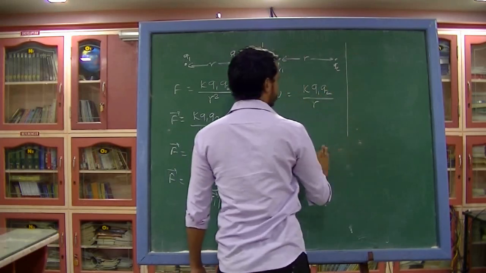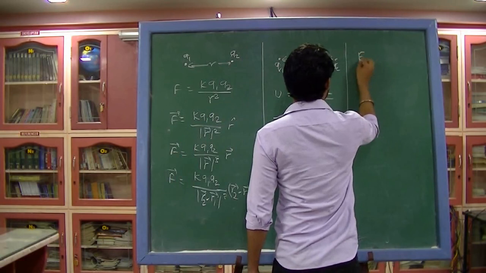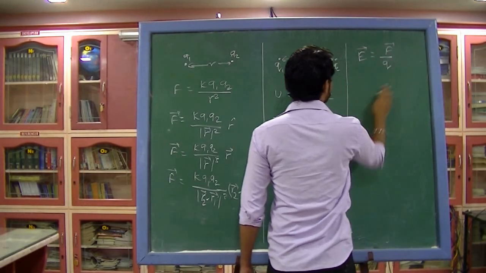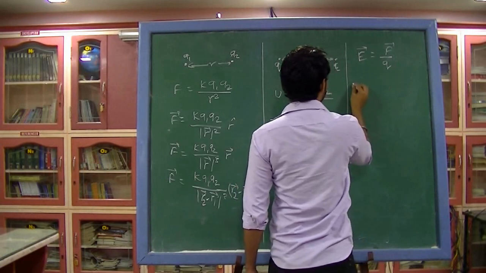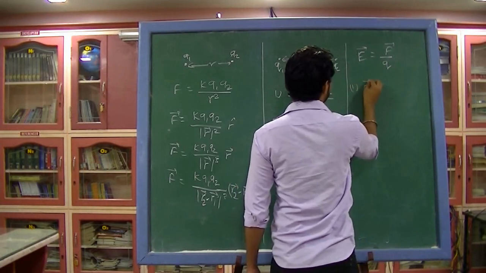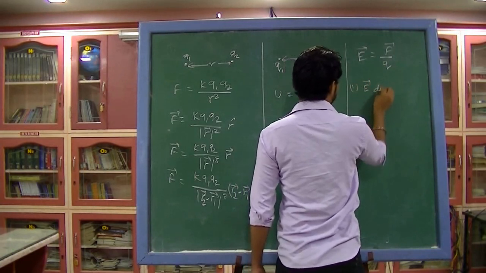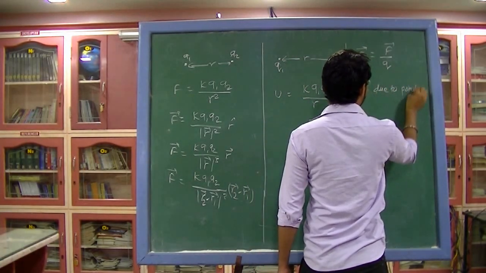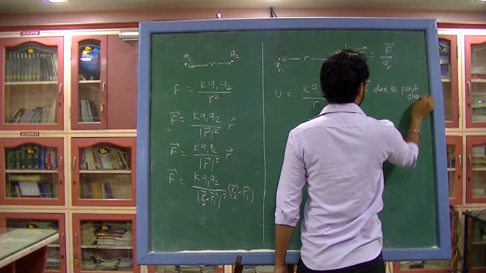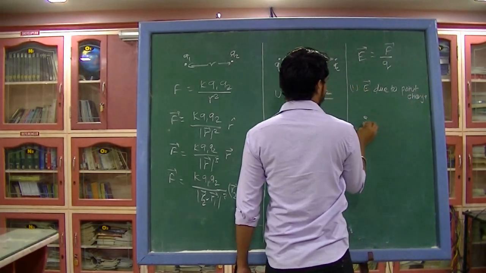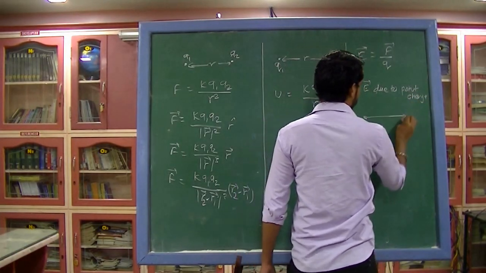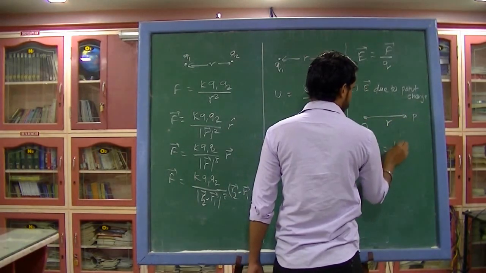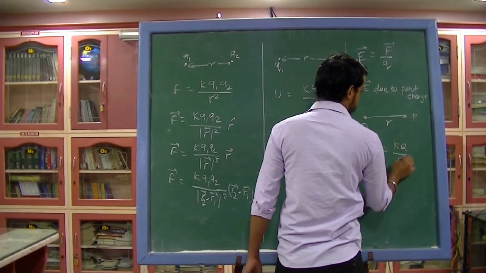Then finally we have seen electric field. Electric field we defined as force per unit charge, and we have found out the electric field intensity due to a point charge. So, due to a point charge, suppose you have a point charge q at a distance r at point P, the electric field intensity can be written as kq divided by r square.